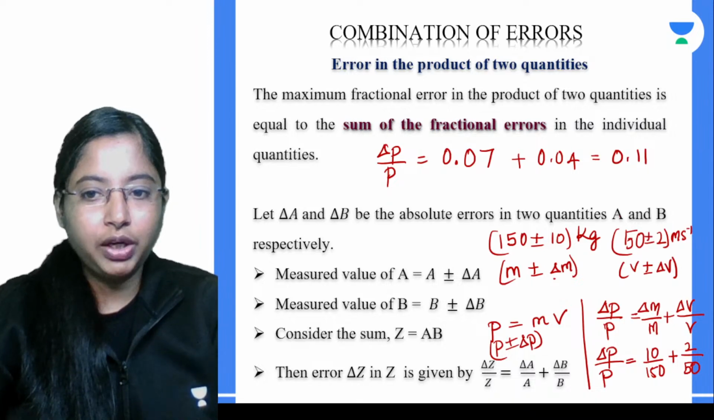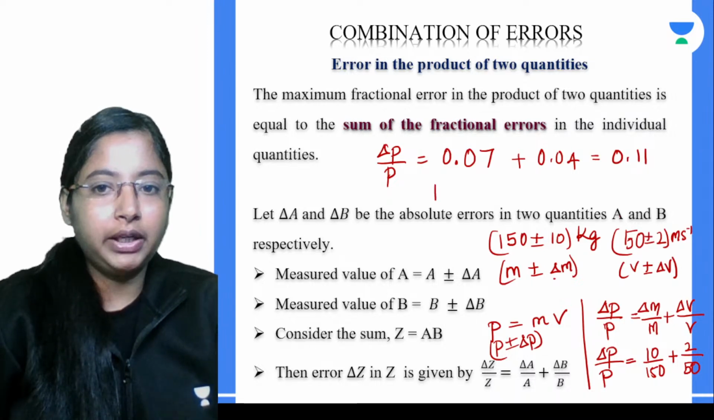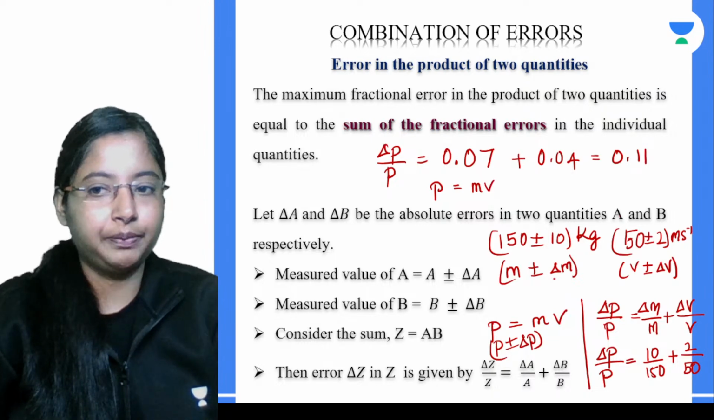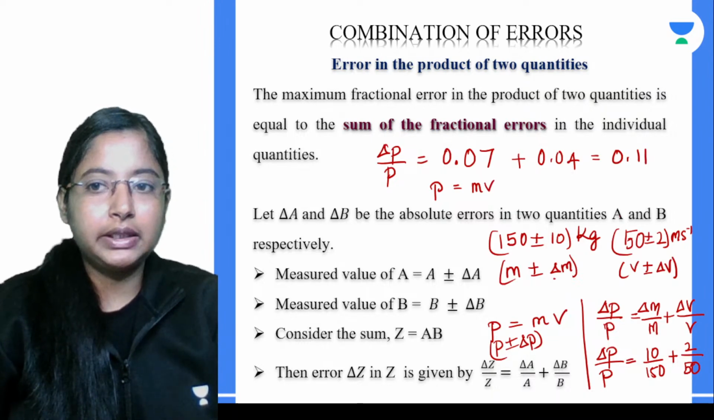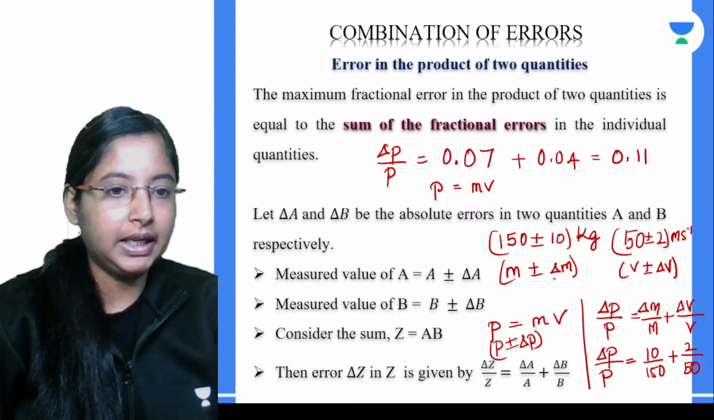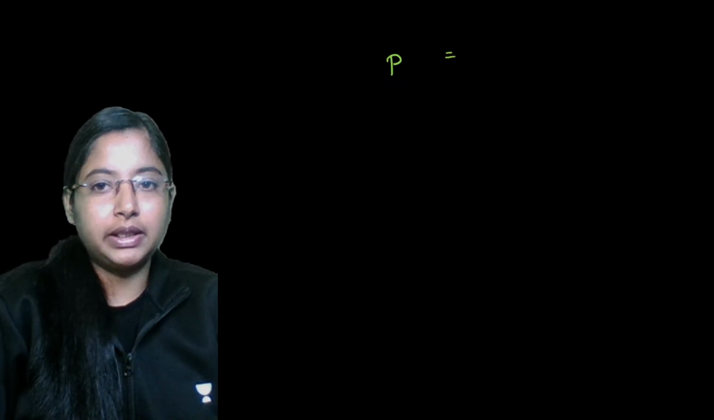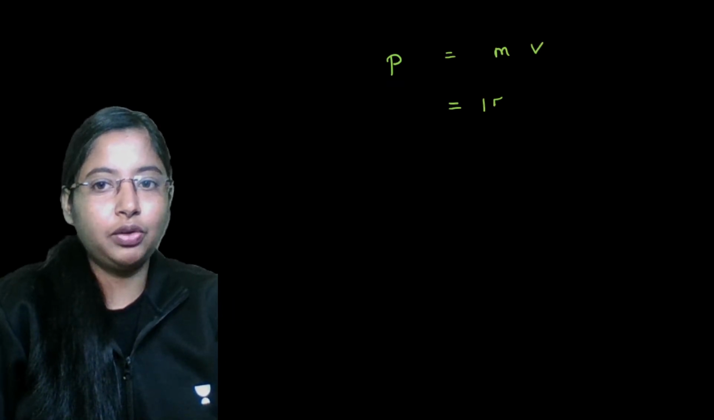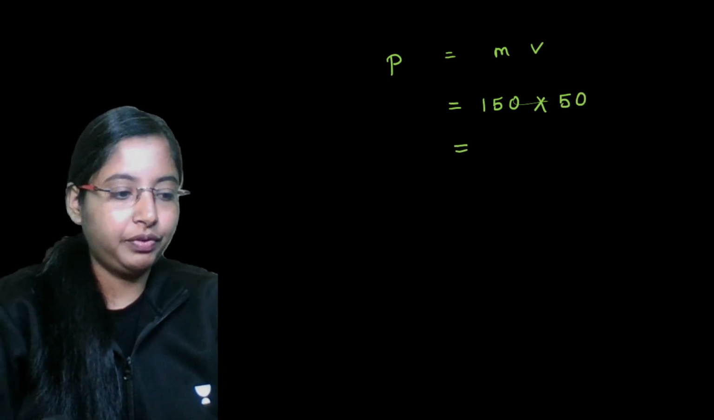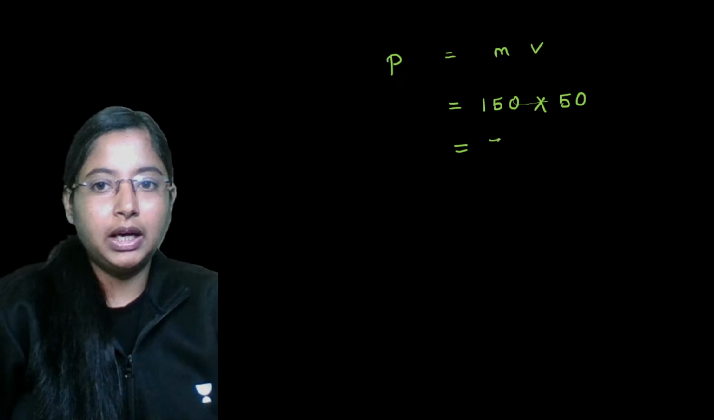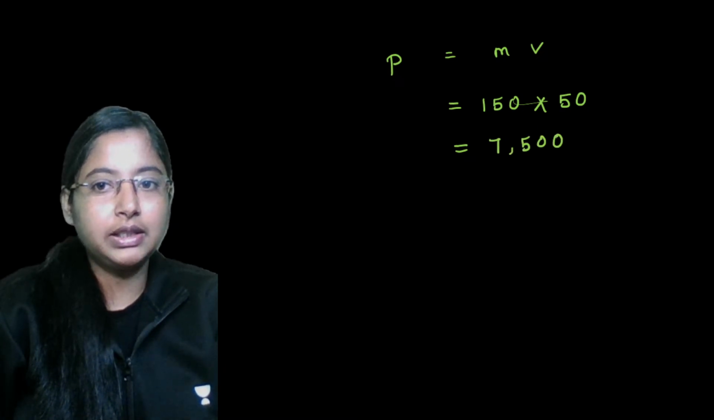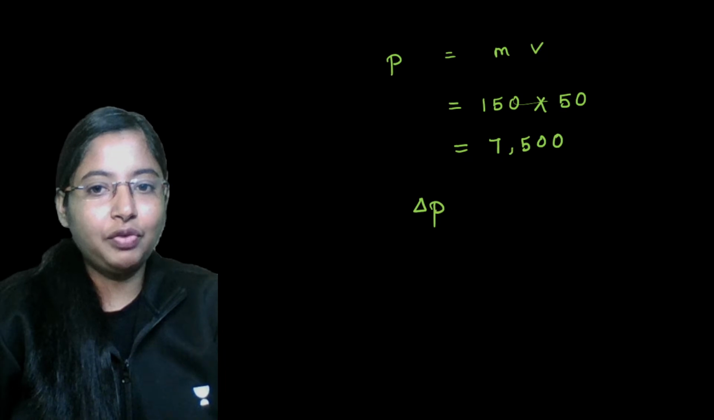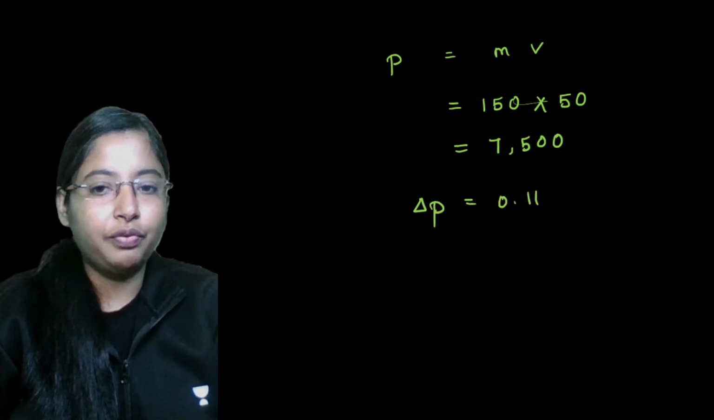Now what we want to find? Momentum, right? Momentum is nothing but mass times velocity. So how do we write the final answer in this case? What was the mass we took? 150. What was the velocity we took? 50 meters per second, right? 150 times 50 is nothing but 7,500. This is P. Delta P by P we found to be 0.11. So the final answer, that is, the error in momentum.